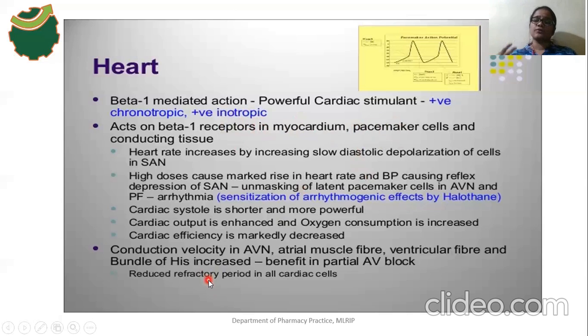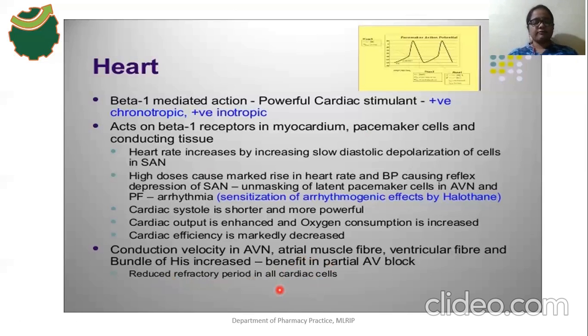There is more propagation of electrical impulses from the SA node to the atria wall, and from the SA node to the AV node to the bundle of His to the Purkinje fibers. These adrenergic drugs are mainly used for the treatment of partial atrioventricular block. And this drug reduces the refractory period in all cardiac cells.